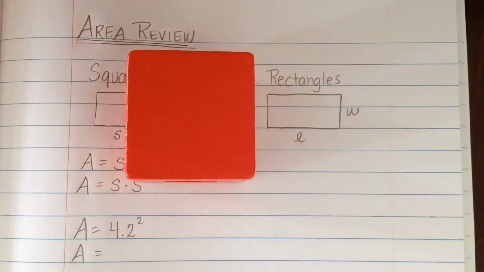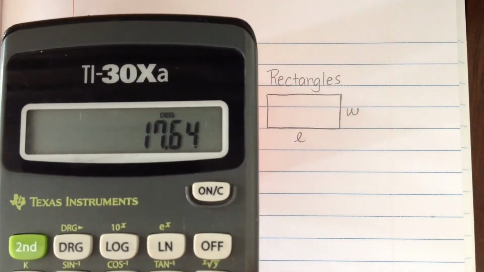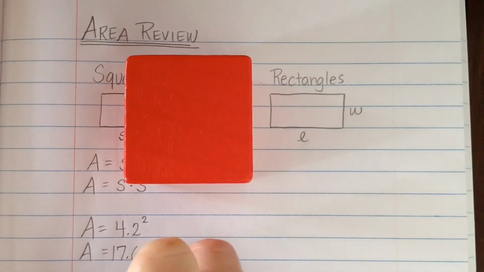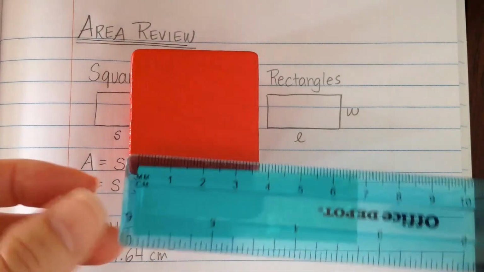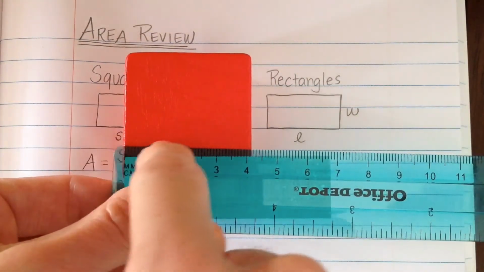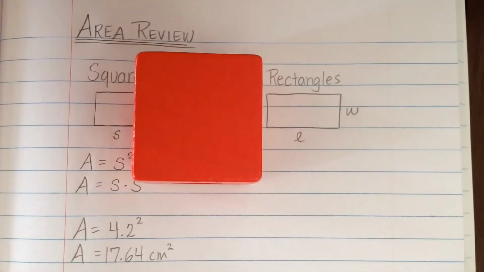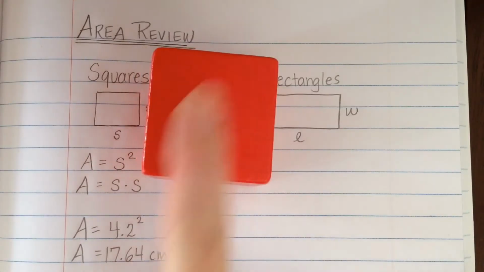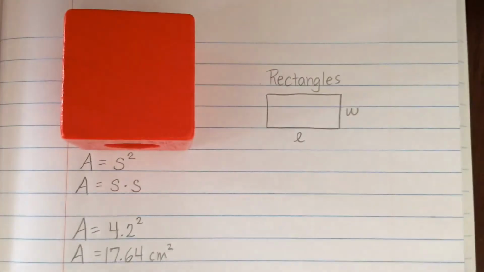So when I do this in my calculator, I'm going to use the square button, and I get 17.64 square centimeters. That basically means that if I broke this down into little teeny tiny centimeter squares, there would be 17 and 64 hundredths little tiny centimeter squares inside this that cover this space. Okay, so that's how you find area of a square.